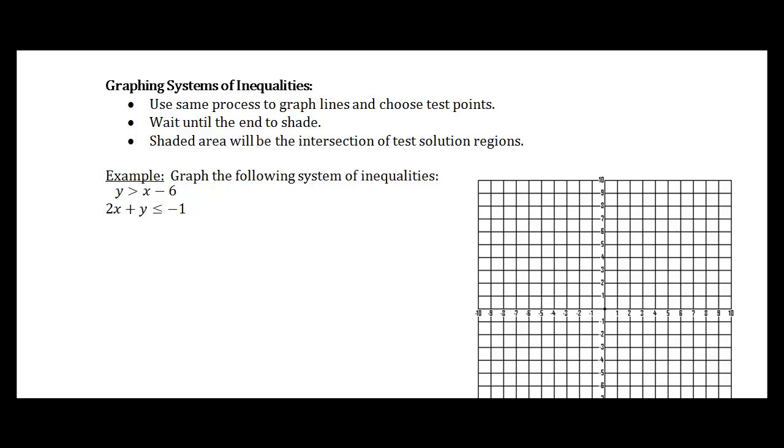All right, so the first step says to use the same process to graph lines and choose the test points as we would before. But what we're going to do is wait to the end in order to shade, just so that we don't overshade and our graph doesn't get too messy. And I'll show you how we can remind ourselves which regions to shade and which regions not to shade. But we're going to wait to the end and shade, and our shaded region, our area, will be the intersection of our test solution regions.